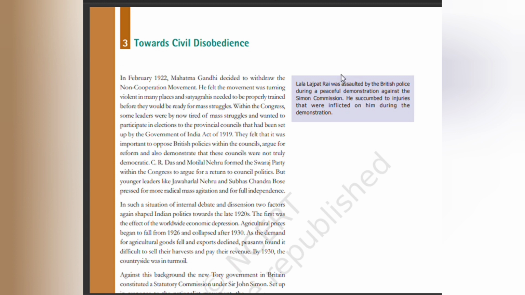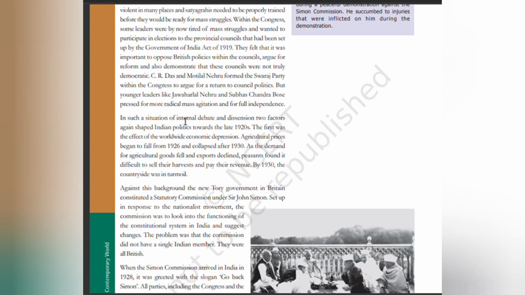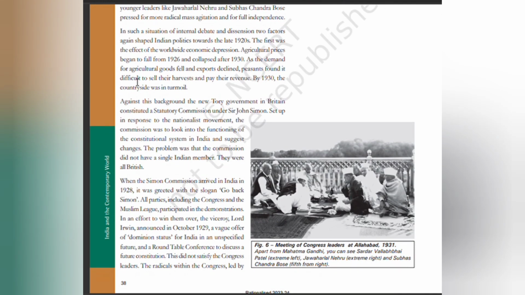Lala Lajpat Rai was assaulted by the British police during a peaceful demonstration against the Simon Commission. He succumbed to the injuries that were inflicted on him during the demonstration. In such a situation of internal debate and dissension, two factors again shaped Indian politics towards the late 1920s. The first was the effect of the worldwide economic depression. Agricultural prices began to fall from 1926 and collapsed after 1930. As the demand for agricultural goods fell and exports declined, peasants found it difficult to sell their harvests and pay their revenue. By 1930, the countryside was in turmoil.